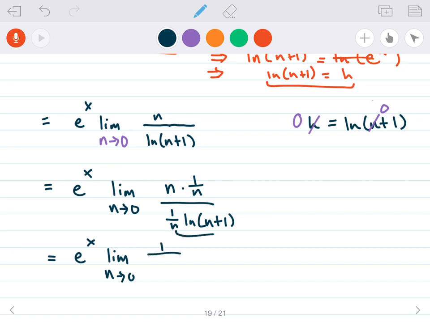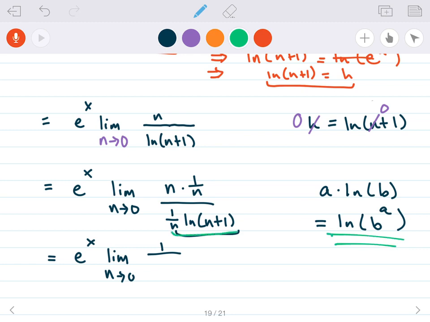And on the bottom, I'm going to use a property of logarithms that tells me that a times ln of b is the same thing as ln of b to the a. So using this property, I'm going to rewrite this as ln of n plus 1 to the 1 over n.